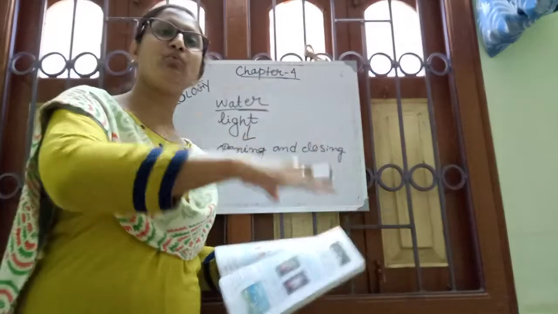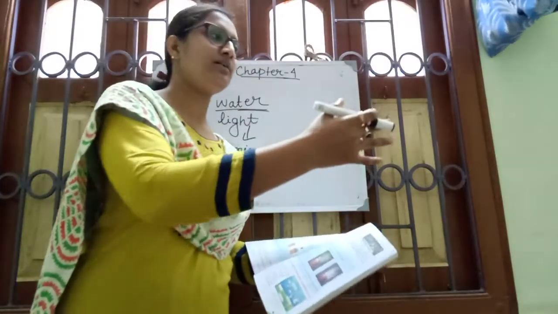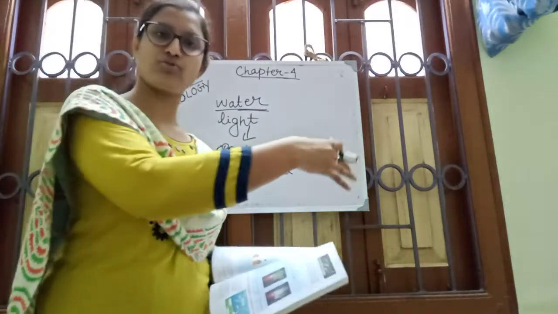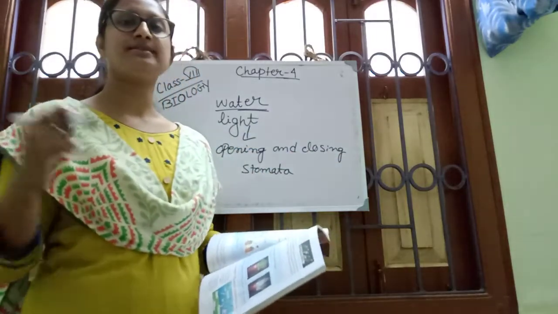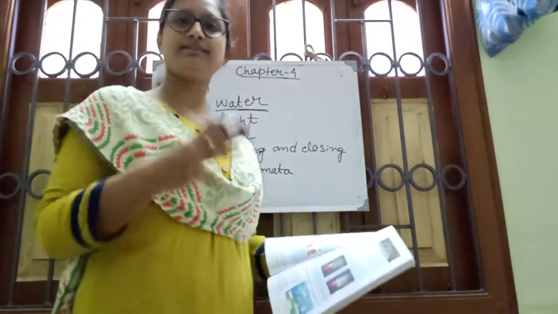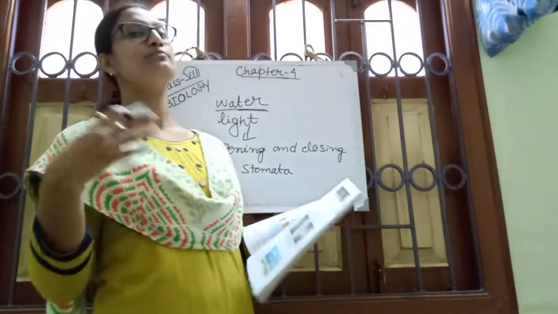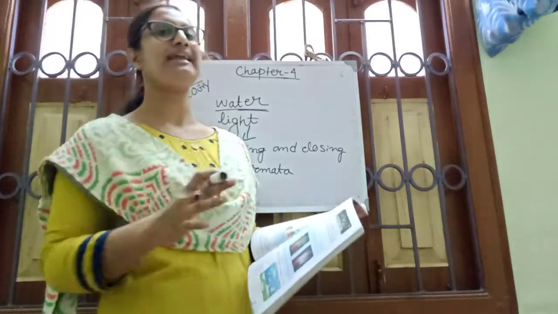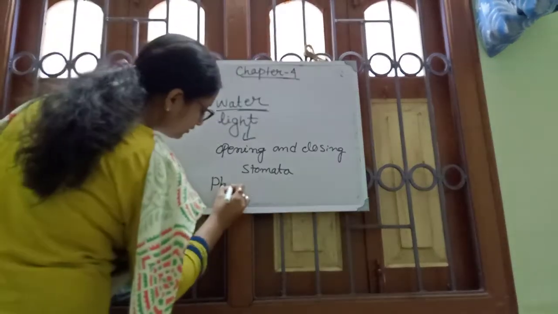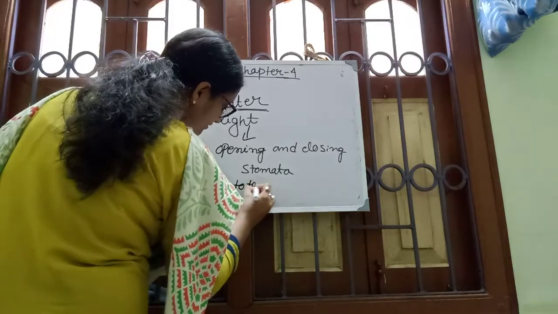If you keep a potted plant near a window where light is not coming properly, after some days you will observe that the shoots bend towards the light. The movement towards the light is called phototropic movement.